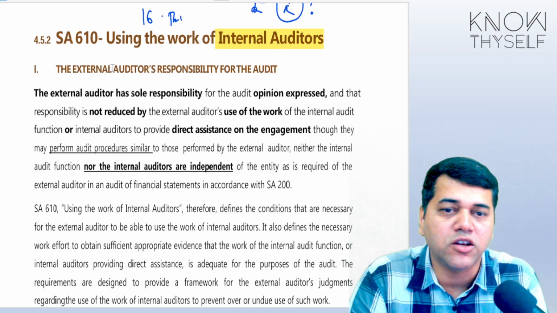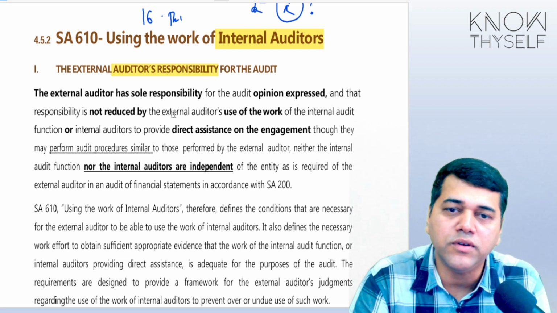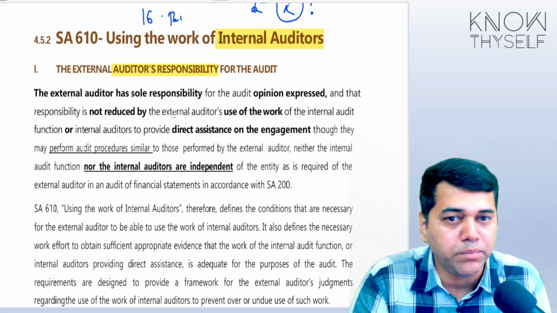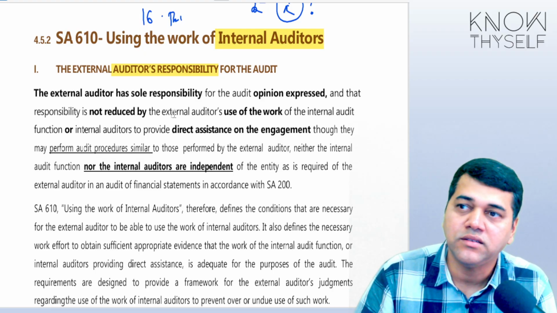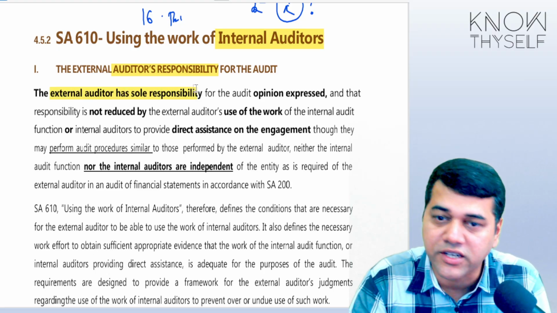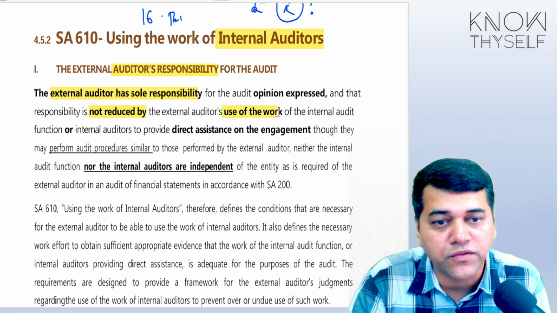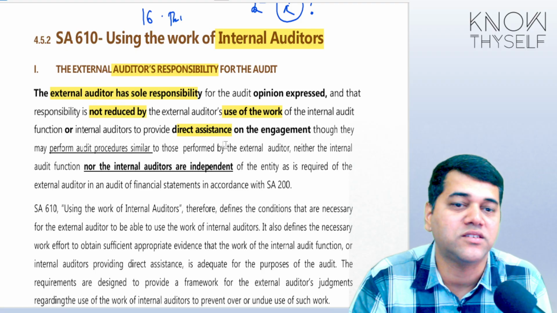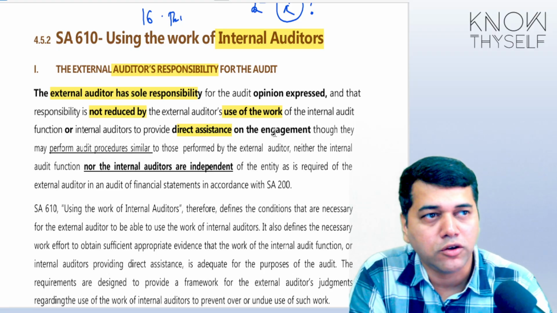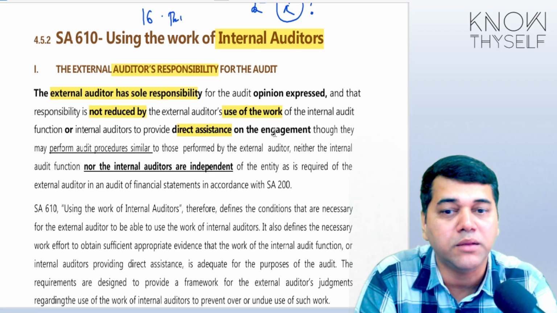First, what is the external auditor's responsibility for audit? We already discussed. We may be using the work of so many people like expert, management expert, internal auditor, so many. Only in one place we can shift that responsibility, that is when you have used the work of another auditor, SA 600. In this case, the external auditor has the sole responsibility for the opinion, and it is not reduced by the use of the work or direct assistance on the engagement. That means you could have used their work or their people, but you cannot shift that responsibility by saying I took their work and they should have found this mistake. No, you have to ultimately own that.